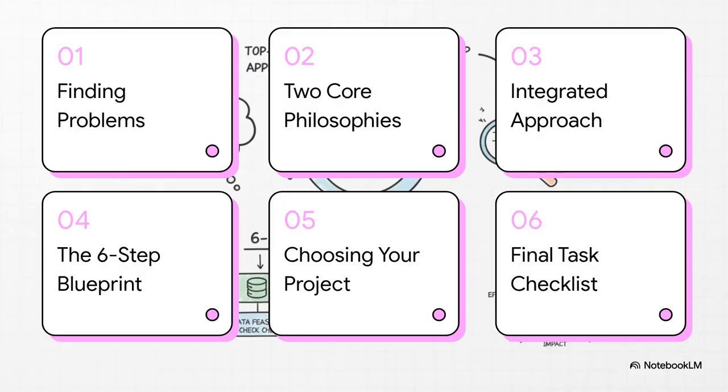All right, here's our game plan. We're going to start with the two core philosophies for finding these problems. Then we'll see how to blend them together for the best results. After that, we'll walk through a practical 6-step blueprint, figure out how to pick a winning project from a list of good ideas, and we'll wrap up with a final checklist to make sure you're ready to go.